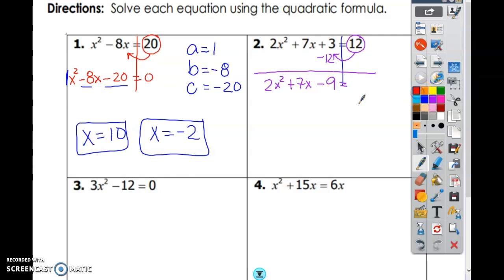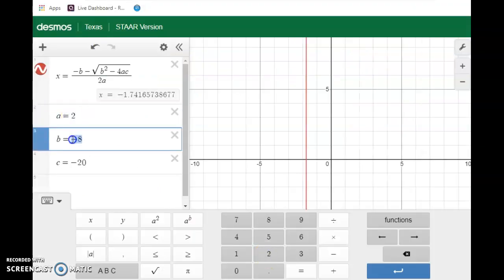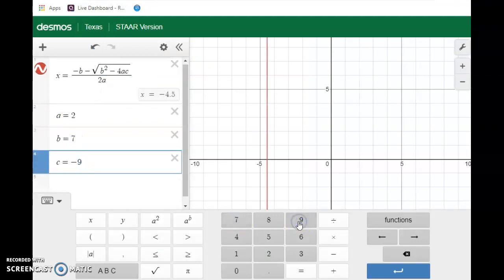So my A is a 2. My B is 7. My C is negative 9. Pause the video, type it in Desmos, see what your two answers are. Go. So my A is 2. My B is 7. My C is negative 9.